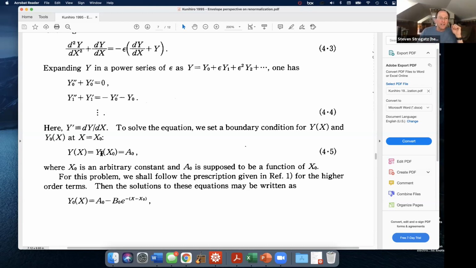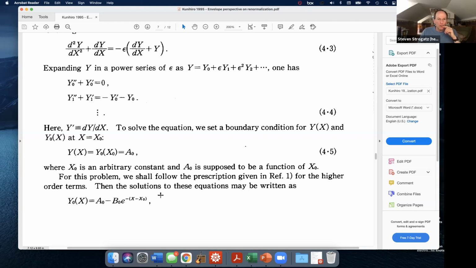So for instance, there's a typo immediately at this point. He says that he wants y0 at x0 to be a0, but he writes down a solution that violates that. Plug in x equals x0, then you would have e to the 0 power, which is 1. According to what he wrote down here, y0 of x would be a0 minus b0, not a0. Does that matter? I think it doesn't matter. I think he doesn't really mean this.